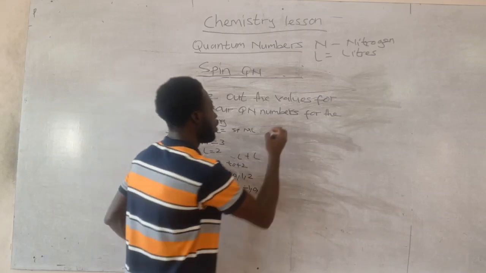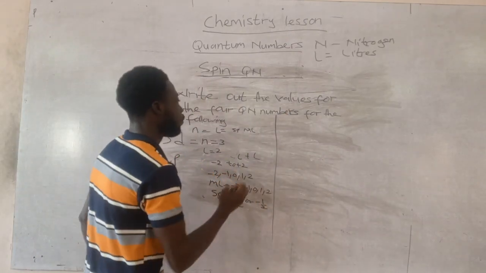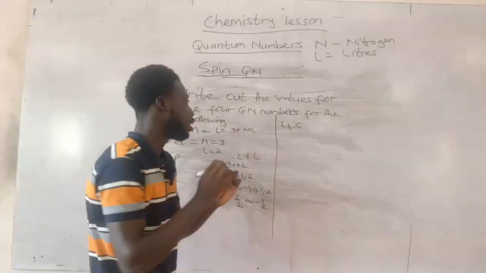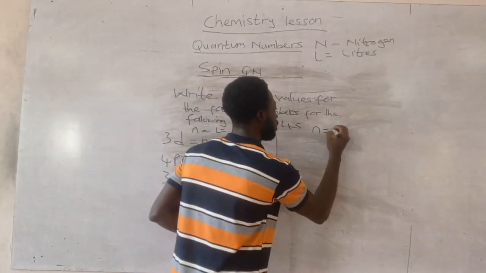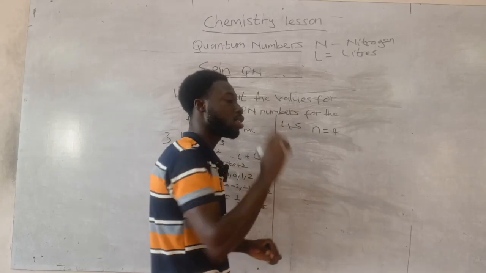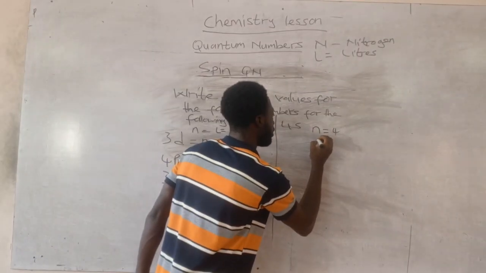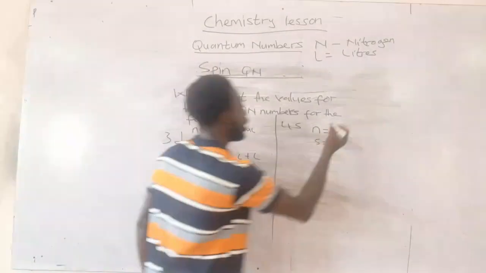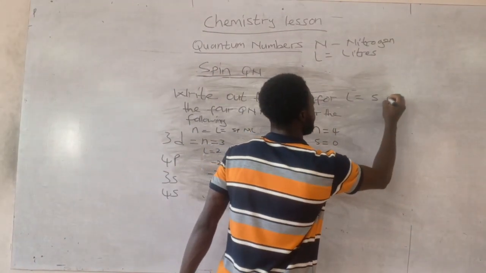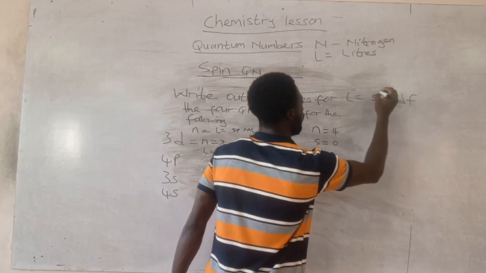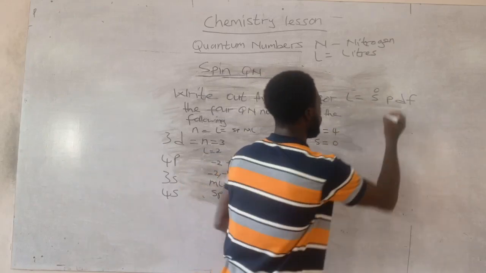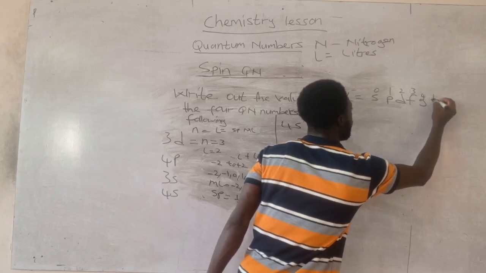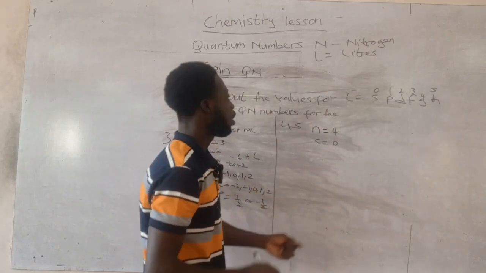Let me take the 4s. Let me solve the last one, 4s, so that I can solve the rest. Our n here is 4. Now in the s orbital, we have S, P, D and F, which correspond to 0, 1, 2, 3.